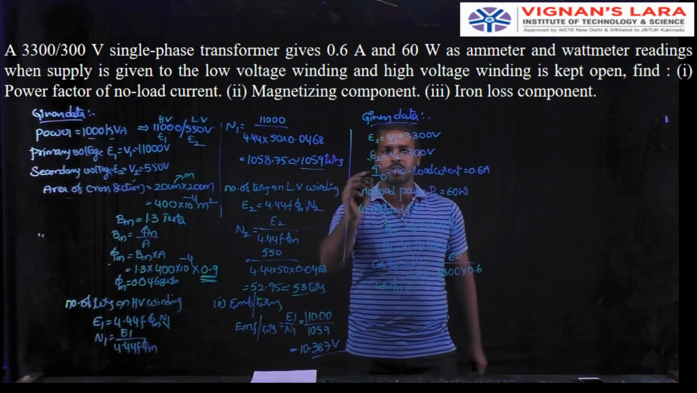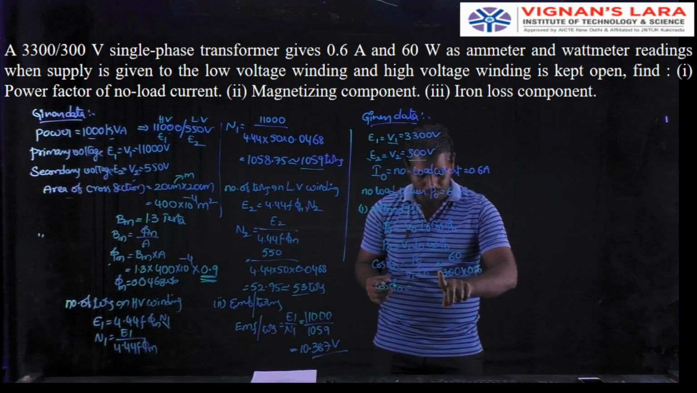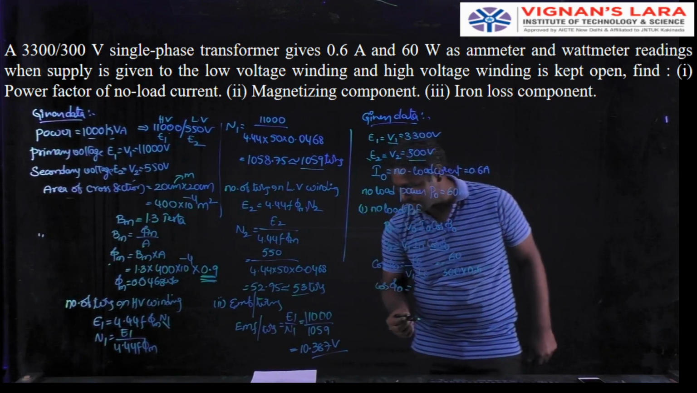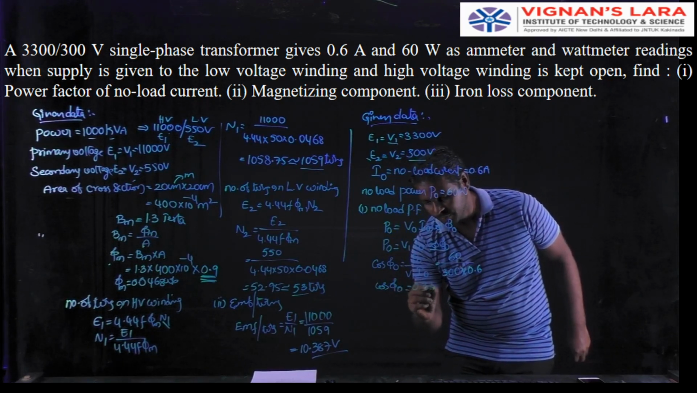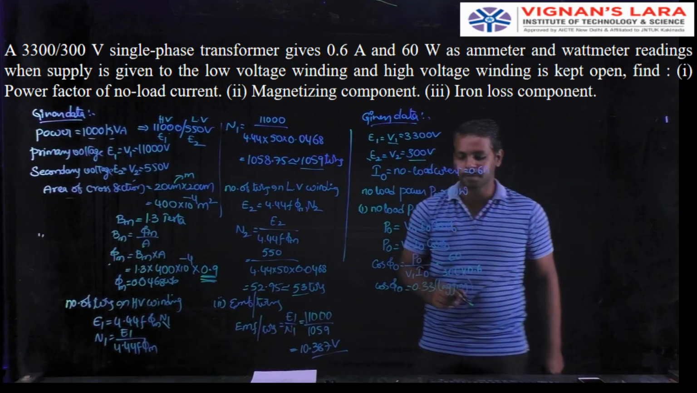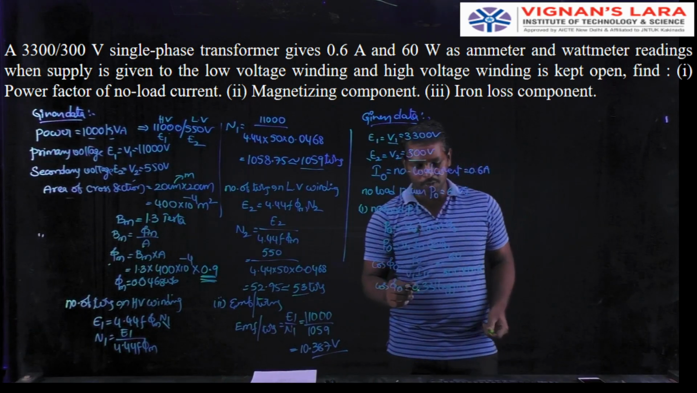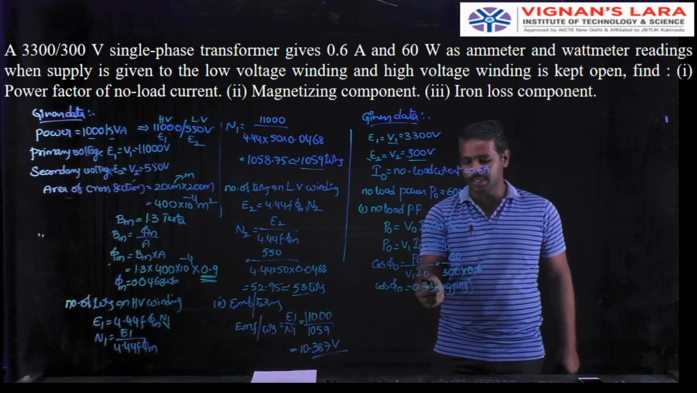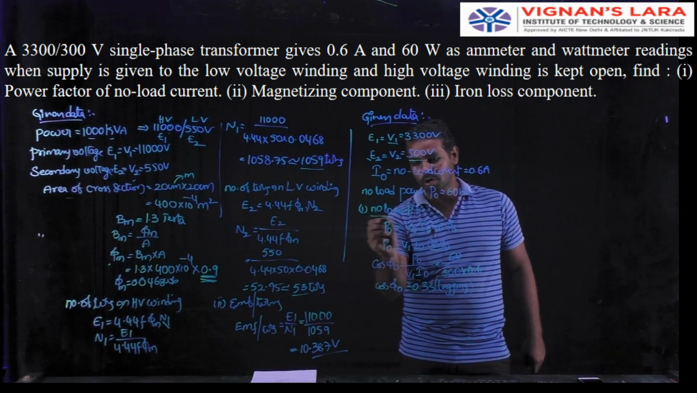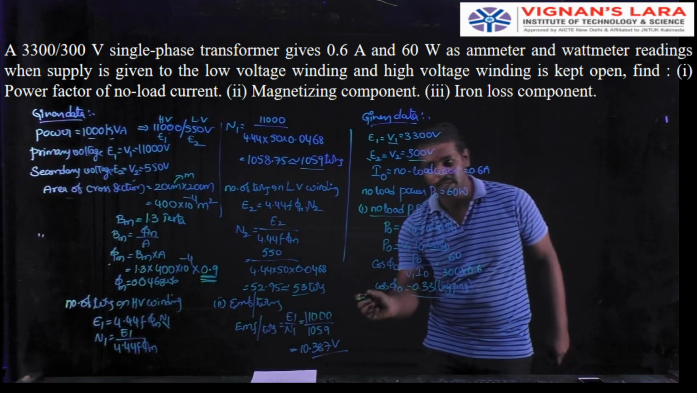So in this, we also consider the voltage as 300 volts. Cos phi naught is equal to 0.33 lagging. Why do we consider it lagging? Because the magnetic core has an inductive property. So cos phi naught is equal to 0.33 lagging, which is to be substituted in the given equation. That means the no load power factor is equal to 0.33 lagging.